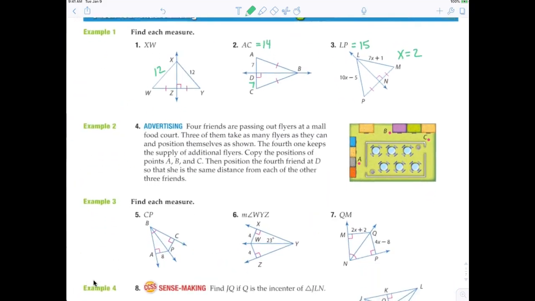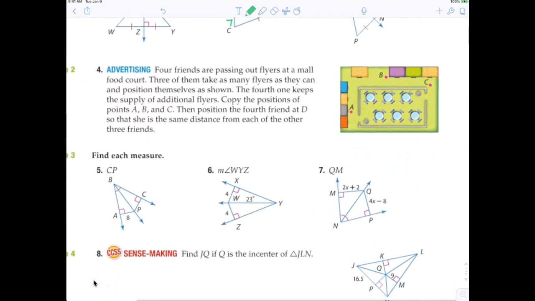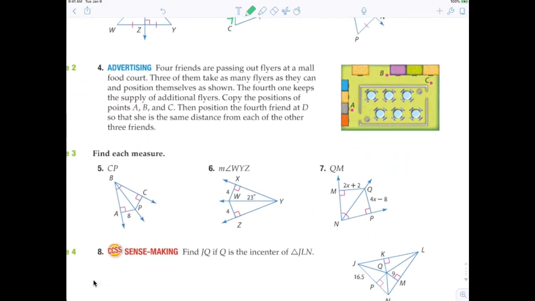All right, now let's take a look at question number 4. Here we go. It says, 4 friends are passing out flyers at a mall food court. 3 of them take as many flyers as they can and position themselves as shown. The 4th one keeps the supply of additional flyers. Copy the position of A, B, and C, and then position the 4th friend D so she is the same distance. I don't really care about that.